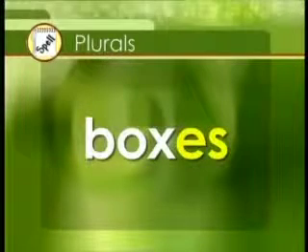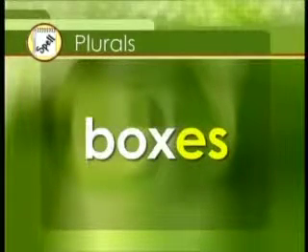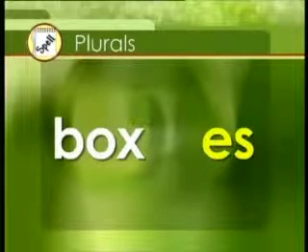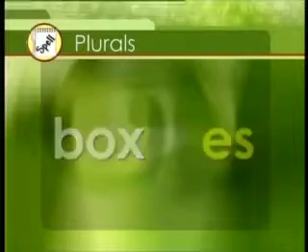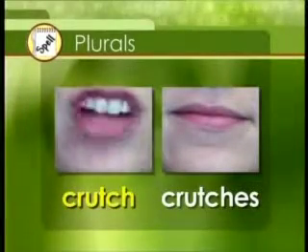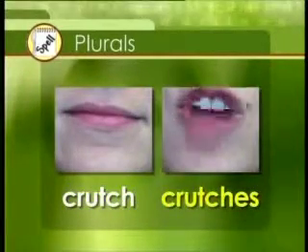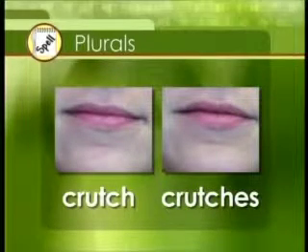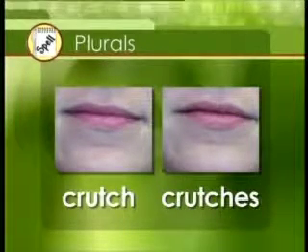Sometimes you can discover when to add ES to the end of these words by listening, because ES creates another syllable or beat at the end of the word. So crutch has 1 beat or syllable, while crutches has 2 syllables. Knowing the end of some words will help you to figure out the endings of their plural forms.